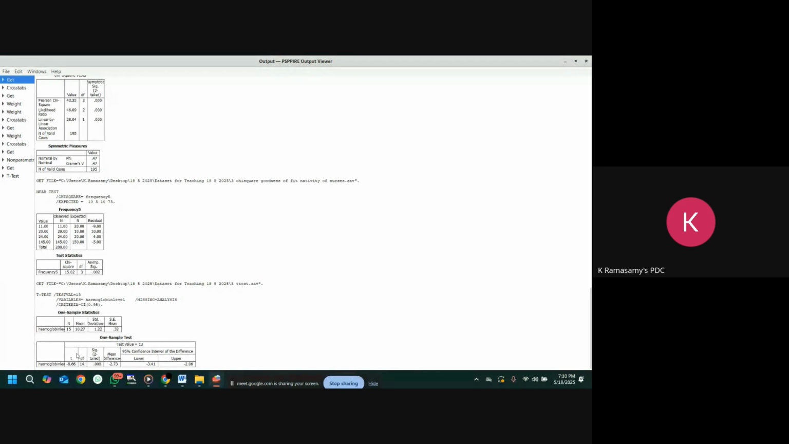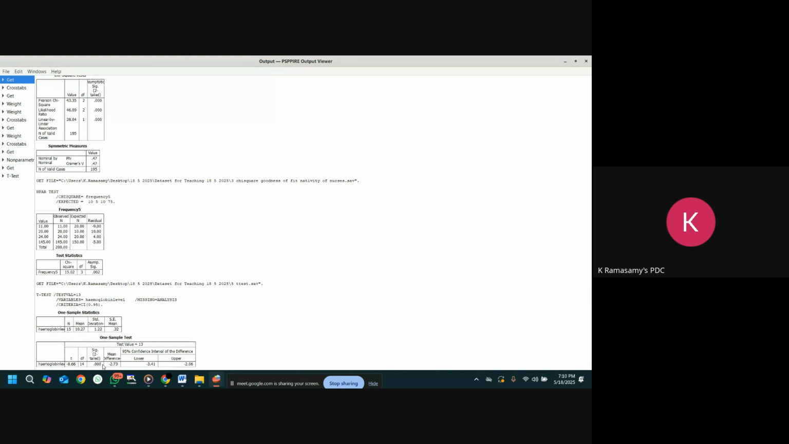You can see here the t-test shows the t value, then the degrees of freedom. 15 respondents are there, so 15 minus 1 is 14. 14 is the degrees of freedom. This sig value, what is the sig value? 0.000. What is the mean difference? The mean difference is 2.73. What is the expected hemoglobin? 13. What is the mean hemoglobin of my sample? 10.27. The difference is 2.70. This is the mean difference.